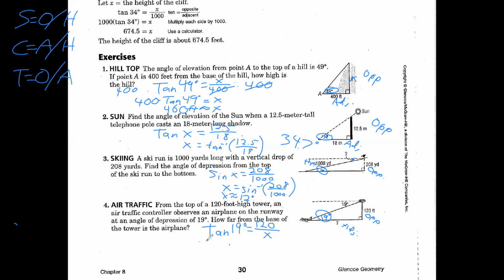We got x on the bottom. We're going to multiply x to the other side. We still got to get x by itself. So currently it's held together by multiplication. We need to divide off that tangent of 19. And that should give us an answer. So 120 divided by tangent of 19 is going to be a pretty far distance there. I guess it's probably somewhere around 2,000. What is it? 3? Even bigger. All right, 3.